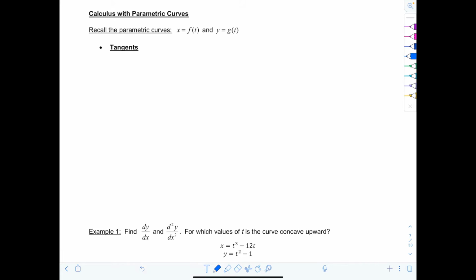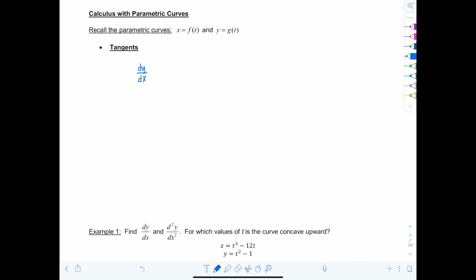To continue this study, now we're going to look at how we can find tangents to these parametric curves. As we know in our studies of calculus, if we're going to find a tangent line to a curve, we first need to find the slope of that tangent line. And we do that by finding the derivative, or dy/dx. So what is dy/dx equal to on a parametric curve? How do we find it?